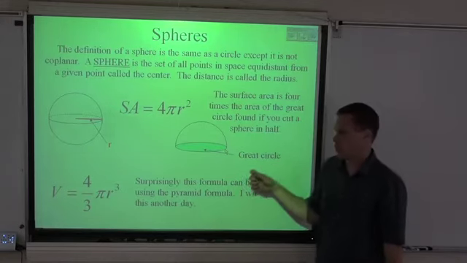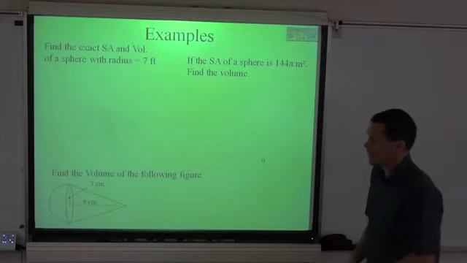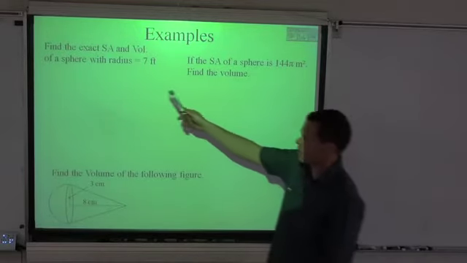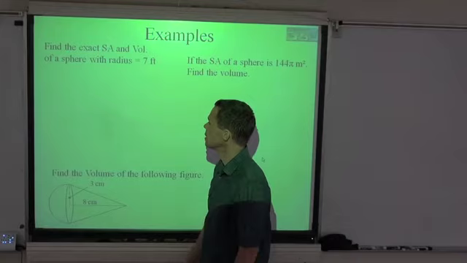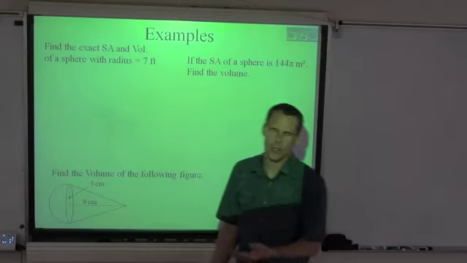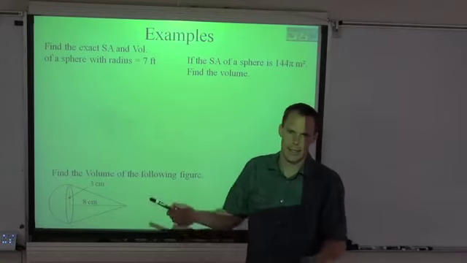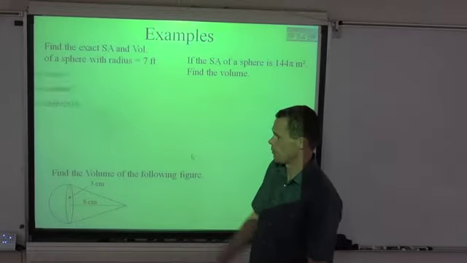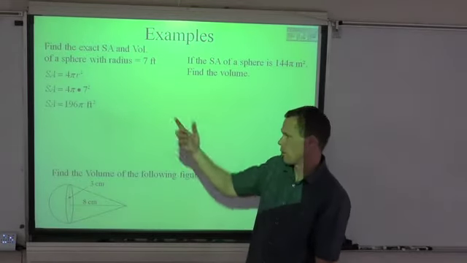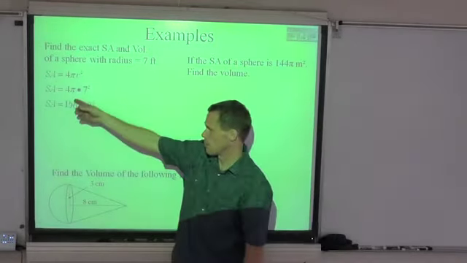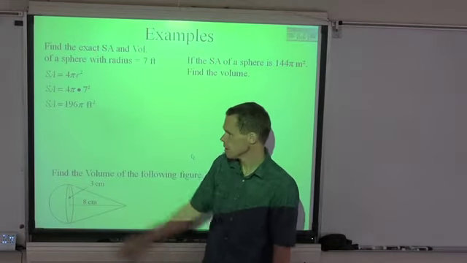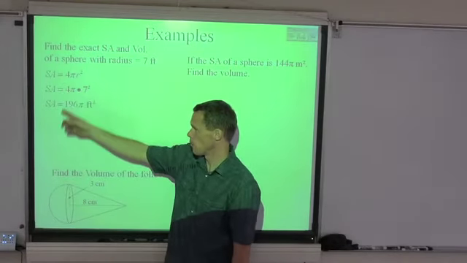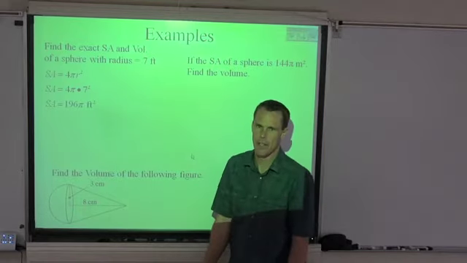So let's take a look at how these work. Find the exact surface area and volume of a sphere with radius 7. Oh, that should just jump out as being easy. They tell us what the radius is, so let's just plug in the formulas. Surface area is 4 pi r squared. 4 times pi times 7 squared. 7 squared is 49 times 4, 196 pi feet squared. Done.